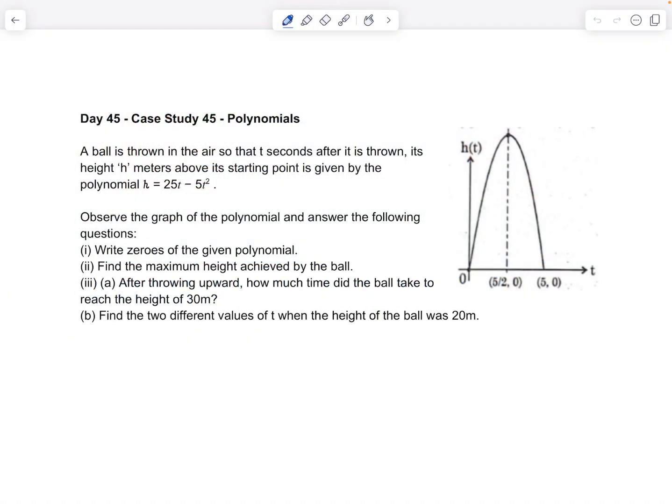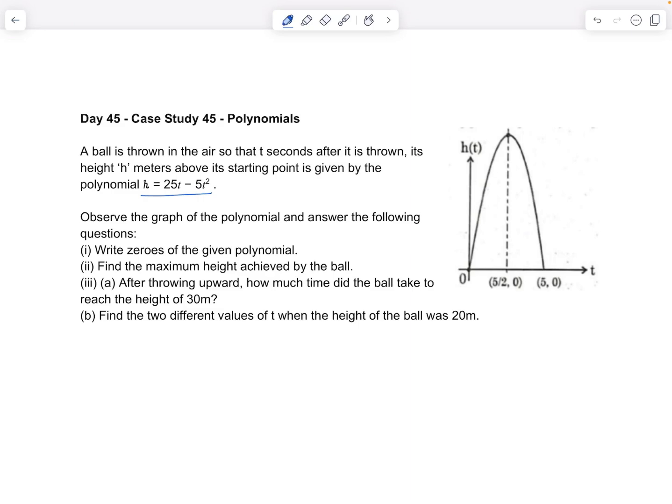The question goes like this. A ball is thrown in the air so that t seconds after it is thrown, its height h meters above its starting point is given by the polynomial h is equal to 25t minus 5t square. Observe the graph of the polynomial and answer the following questions.